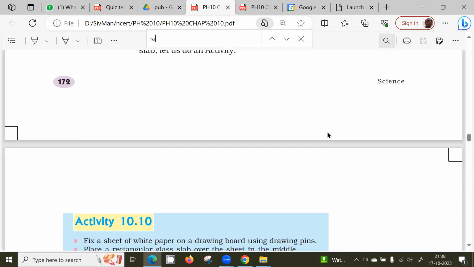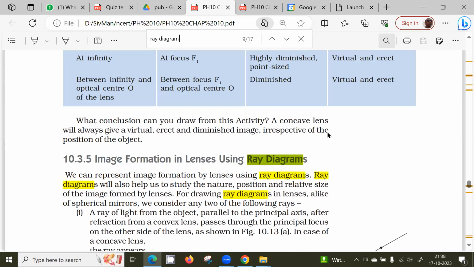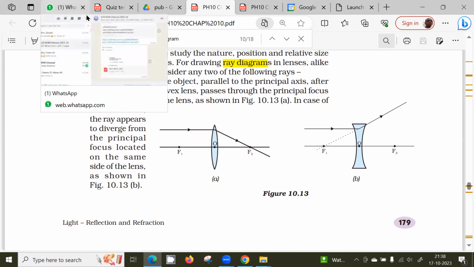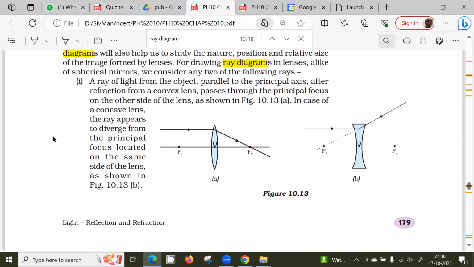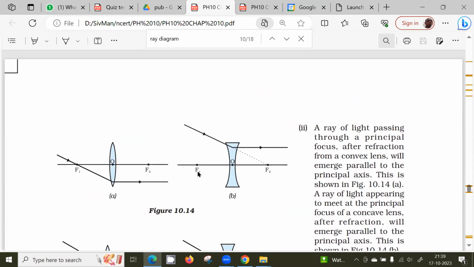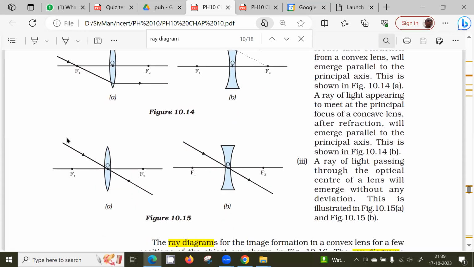Do we have ray diagram for exam? Ray diagram. So one ray is the one which is parallel to the principal axis; after refraction it passes the focus. In case of concave, it will diverge, but if you project it backwards, it will pass through the focus. This is one particular ray which you will draw. The second one is the same thing in the reverse direction. Another thing is the one which is passing through the pole will go straight.